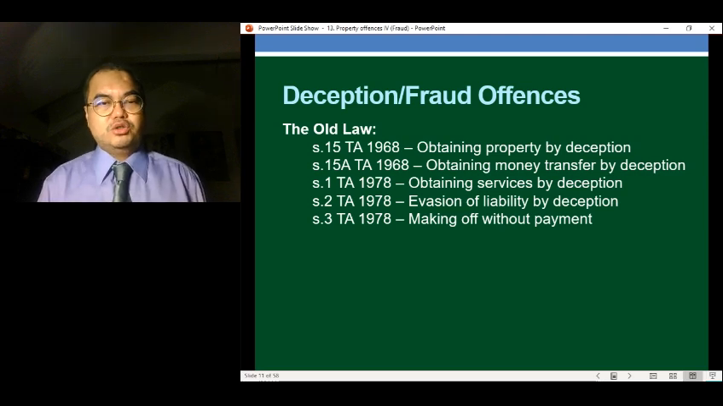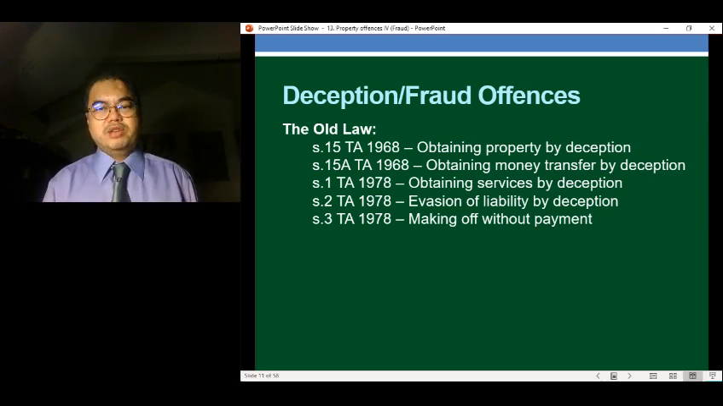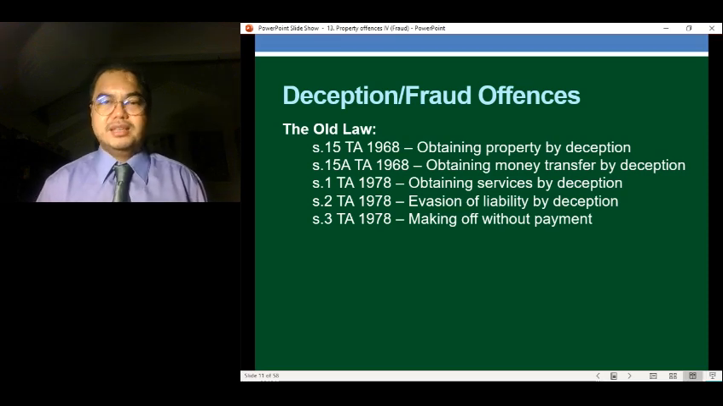Other than Section 3 of the Theft Act 78, you see all the other offenses are basically quite similar in nature. It is all basically obtaining something: property, money transfers, services, evading liability. And all of it is done by deception.